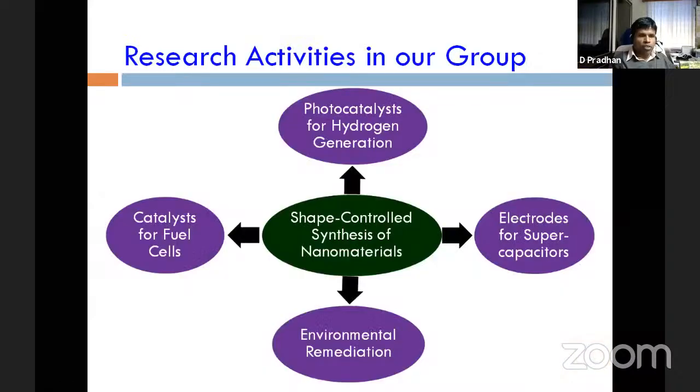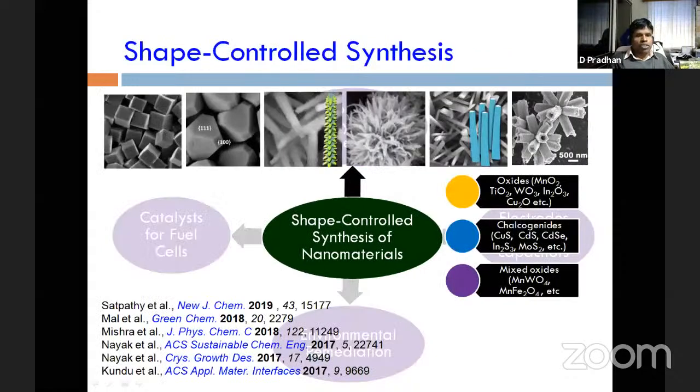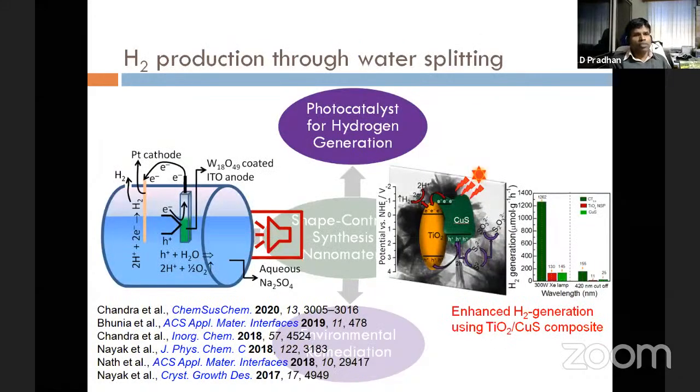Just briefly, what we do in our group is that we work on synthesis of nanomaterials using solution chemistry methods, and utilize those nanomaterials for different purposes, including environmental remediation, catalysts for fuel cells, photocatalysts for hydrogen generation, and electrodes for supercapacitors. In this research, we work particularly on shape-controlled synthesis. We work on different oxides, chalcogenides, mixed oxide materials, and utilize them for different applications. We utilize them for photocatalytic hydrogen generation. That is the topic of my presentation here, which we will come to.